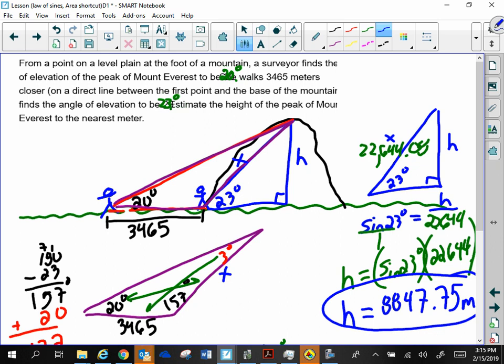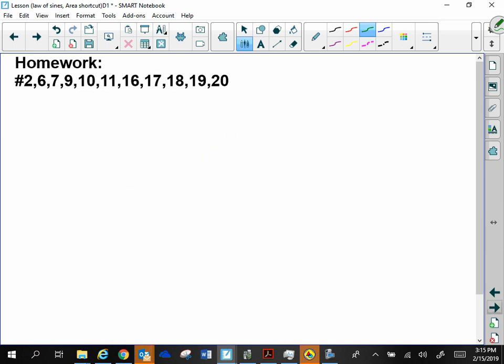So the method I used was the law of sines. There would have been another way using right triangles, with a big triangle and this smaller triangle. You would have called this whole length 3,465 plus x, and then used a system of equations to find h. All right, hope that went all right for you.